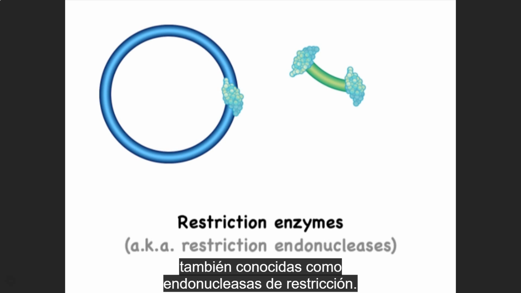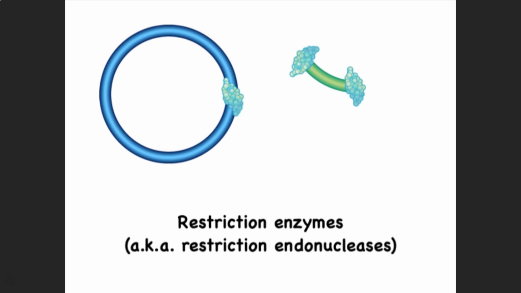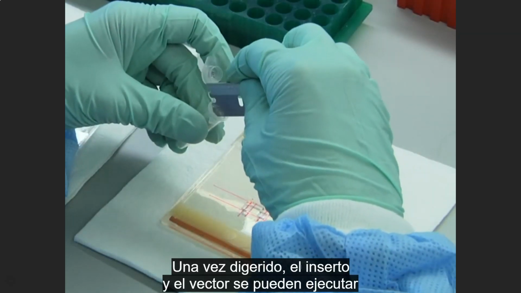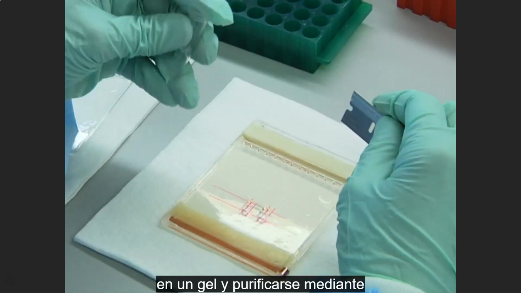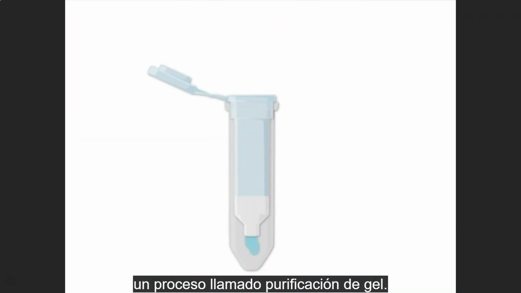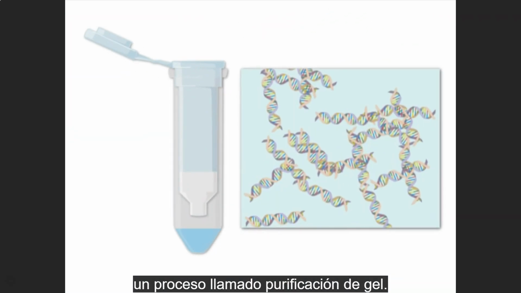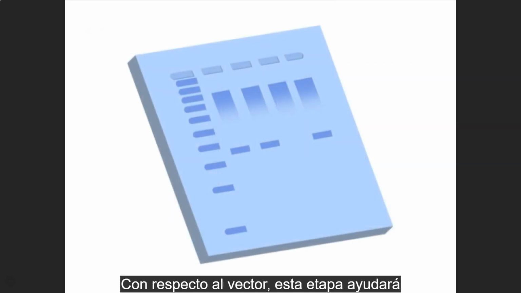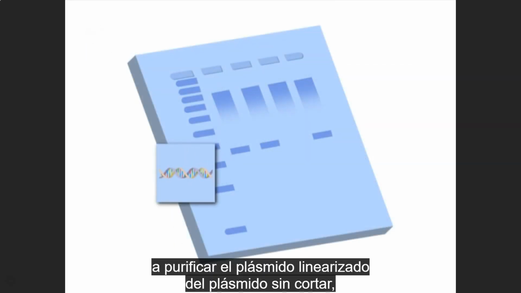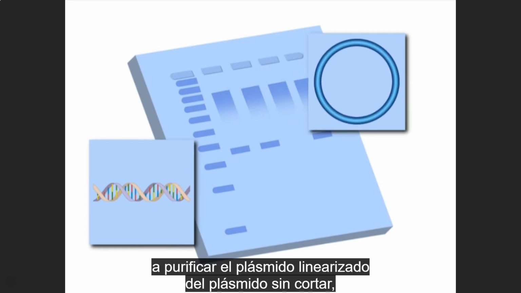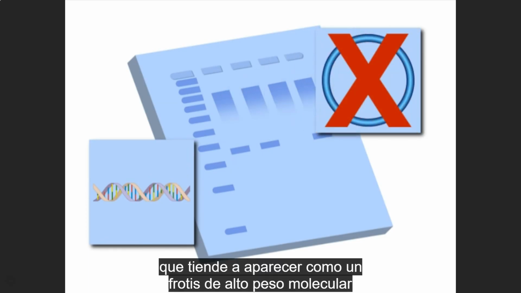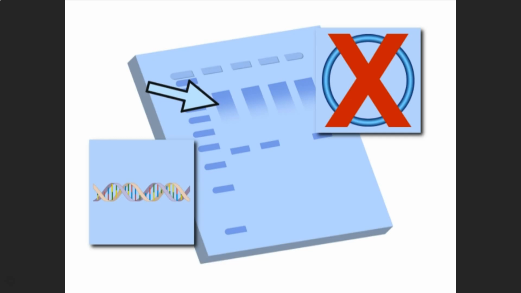Also known as restriction endonucleases. Once digested, the insert and vector can be run on a gel and purified by a process called gel purification. With respect to the vector, this step will help to purify linearized plasmid from uncut plasmid, which tends to appear as a high molecular weight smear on a gel.